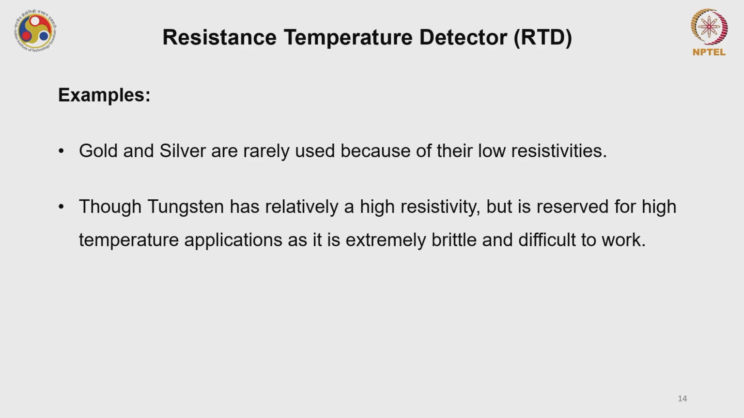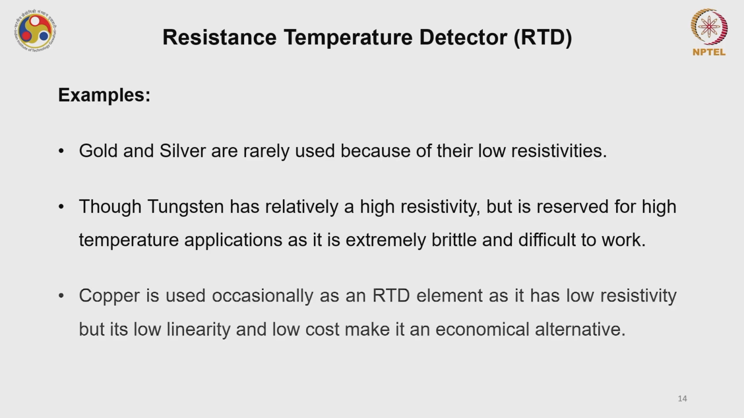Although tungsten has a relatively higher resistivity, it is usually reserved for high temperature applications, as it is extremely brittle and difficult to work with for this intended application. Copper is also used occasionally for RTD elements. It has low resistivity, but its low linearity and low cost make it an economical alternative. So usually, if even platinum alloys cost you more, copper replaces them. But this is very rare nowadays. You will find mostly platinum based RTDs.